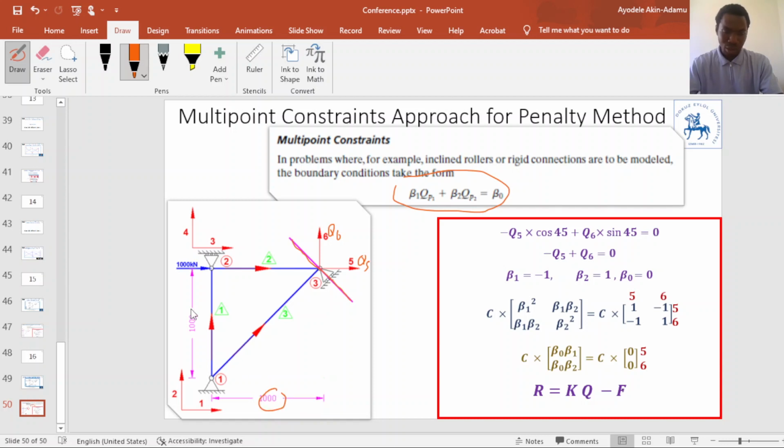Because they are both 1 meter, this angle is actually 45. This is a 45 degree angle. And if I extend this line outward, this is also 45 degree. This is 45 degree, and also this is 45 degree.